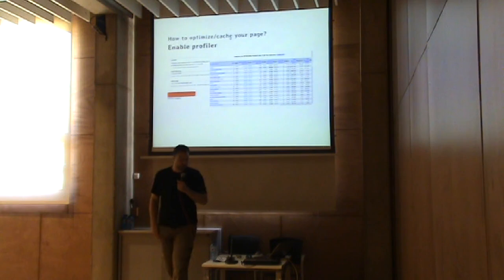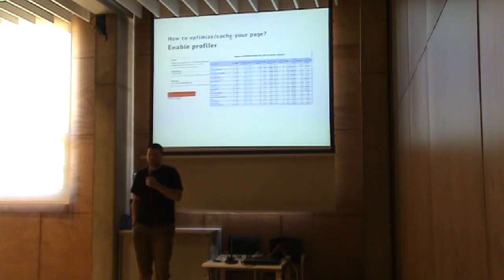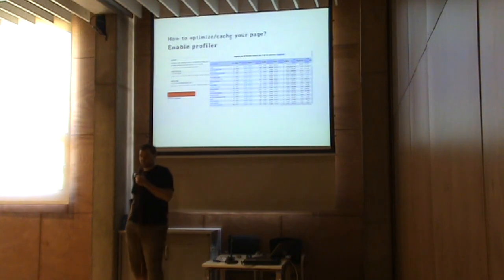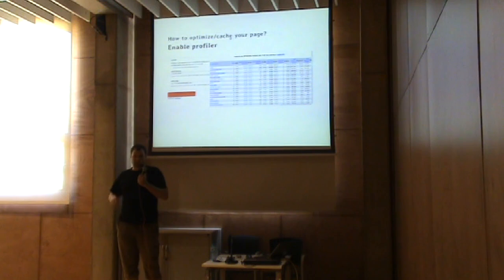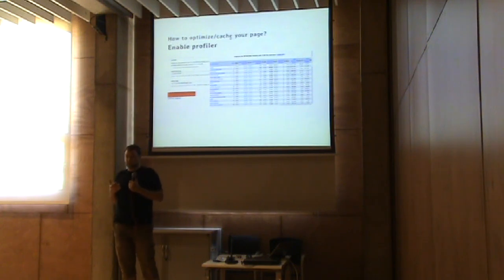Another thing you can do, enable profiler. How many of you know what XHProf is? Yes. It's a great tool. It's a profiler. It measures every function, how long it runs, and you will get a total report of every request. And that's how you can identify which functions are slow, and you can either cache the output of these functions, or you can check if there are some stupid things going on, and you can optimize your code.